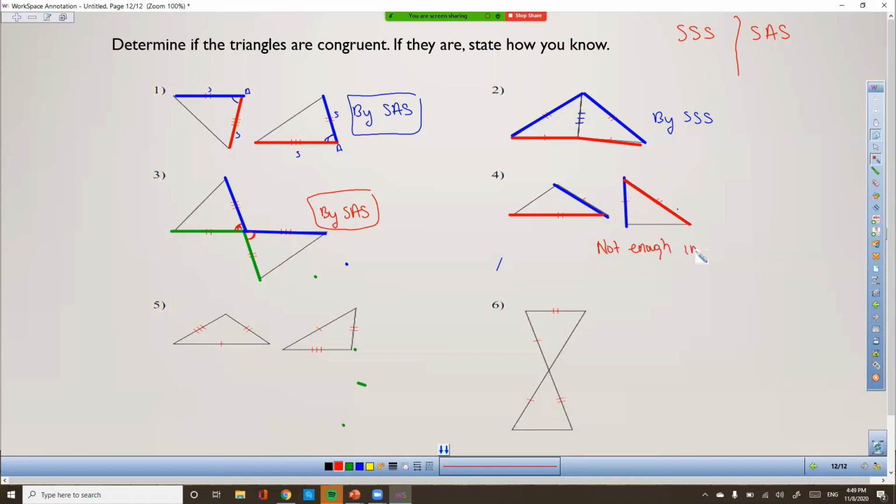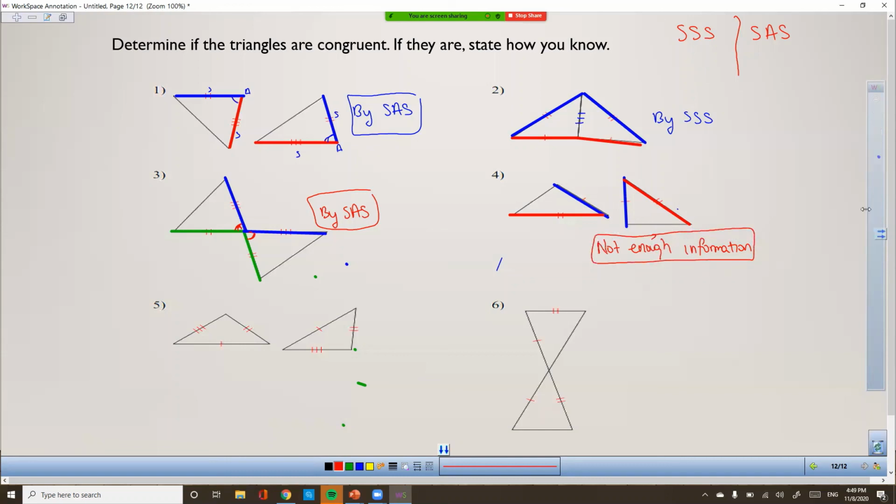enough information. So there's no way for me to know if these two triangles are congruent just by knowing that two sides are equal. Again, I need to know a minimum of 3 parts, and they have to be specific parts in order for me to say that those two triangles are congruent. So for this one, we do not have enough information.